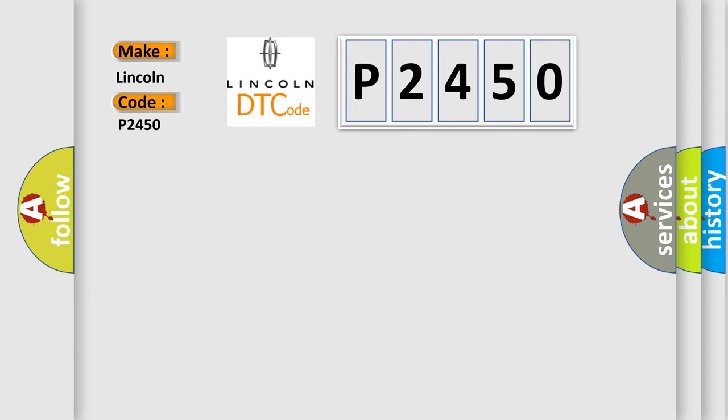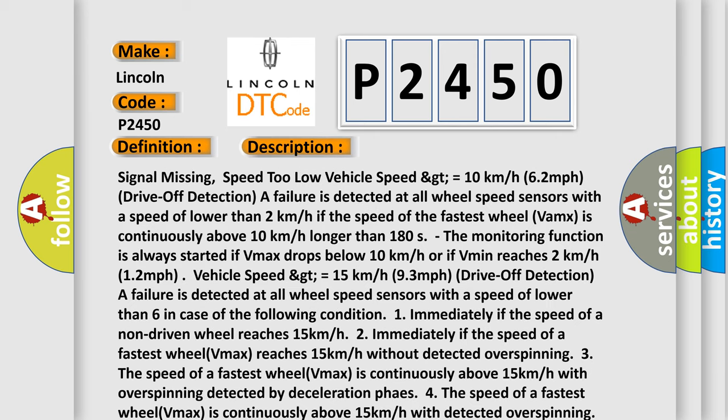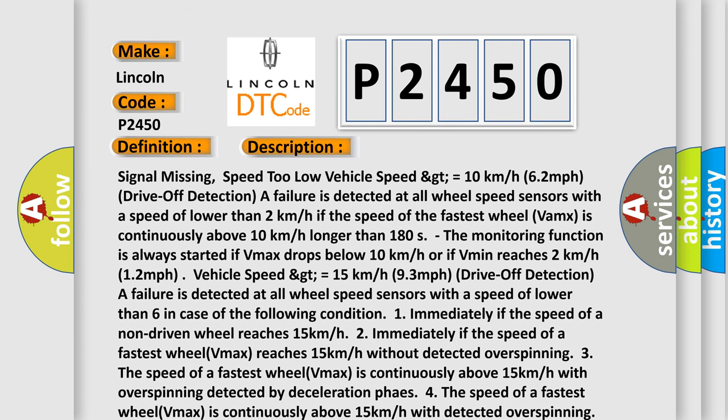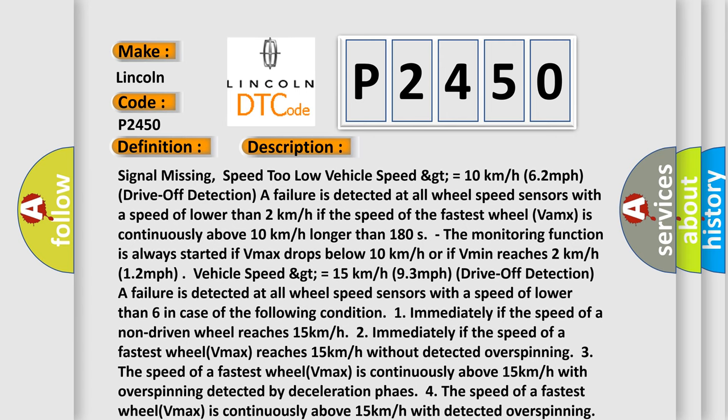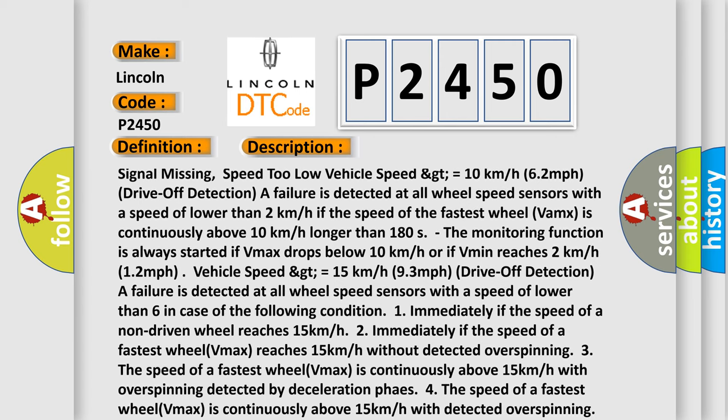The basic definition is: left rear wheel speed sensor signal invalid or no signal. And now this is a short description of this DTC code. Signal missing, speed too low, vehicle speed GT equals 10 km per hour, 6.2 miles per hour, drive off detection. A failure is detected at all wheel speed sensors with a speed of lower than 2 km per hour if the speed of the fastest wheel Vmax is continuously above 10 km per hour longer than 180s.